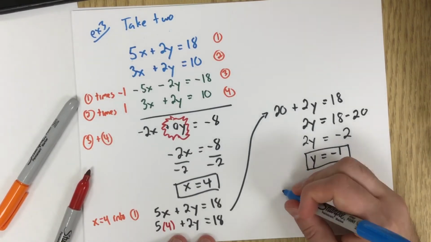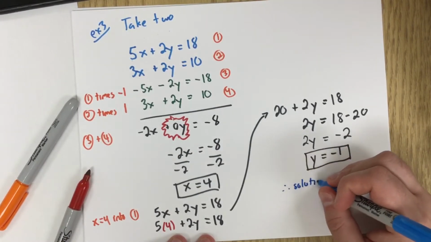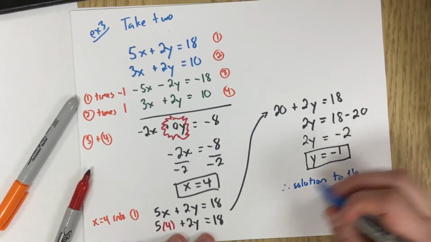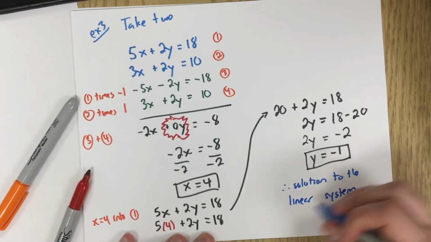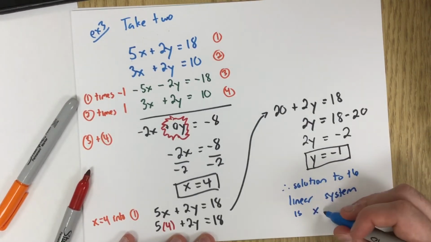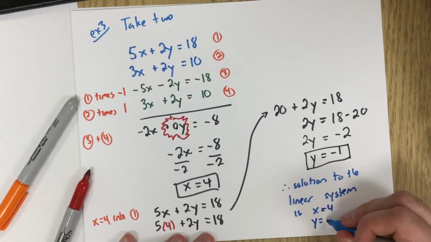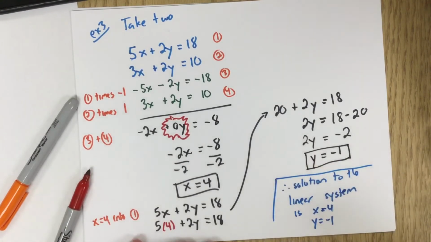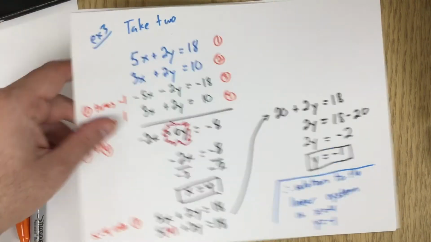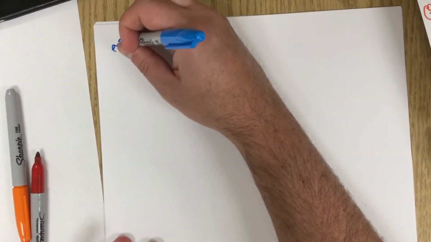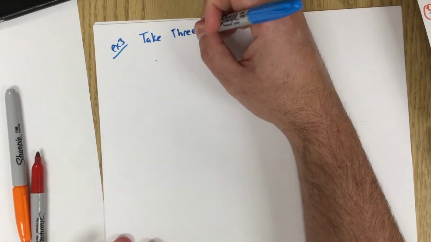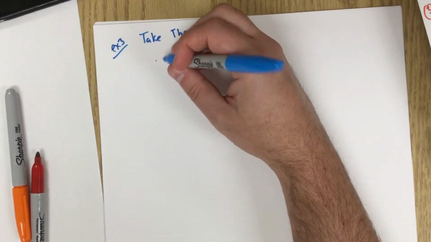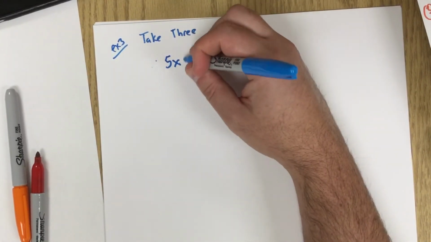And we're done. So therefore, the solution to the linear system is x equals 4, y equals negative 1. I'm going to do example 3 one more way. So this is going to be take 3. Now we know the answer is 4 and negative 1, but I'm going to show you a different way of getting it.